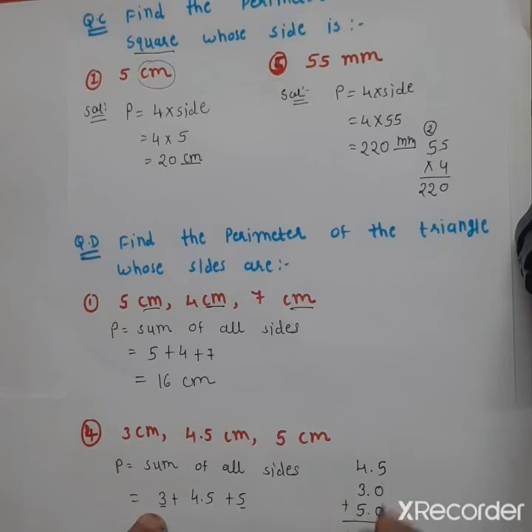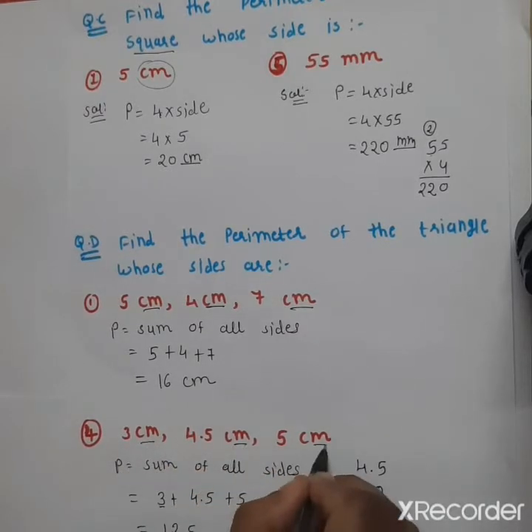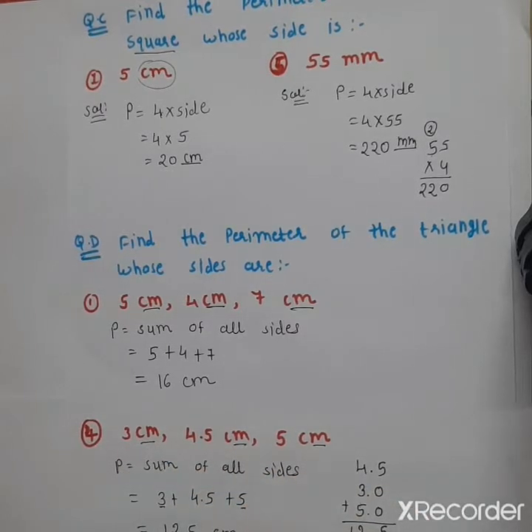Now, add these numbers. This will be 5, 4 plus 3 is 7, 7 plus 5 will be 12. So my answer will be 12.5. And what about the unit? Here, the lengths are given in centimeter, so the unit will be centimeter.